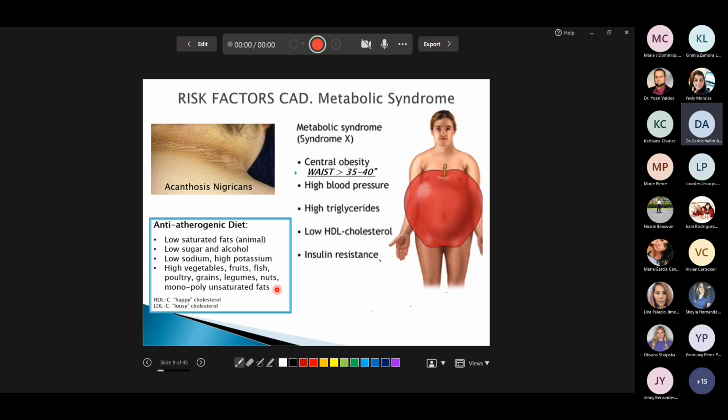fat-free or low-fat dairy, to decrease the intake of saturated fats. Sugar and alcohol promote atherosclerosis. The diet should be low in sodium to prevent the hypertension. And of course, very rich in vegetables, because the vegetables help to prevent the atherosclerosis.